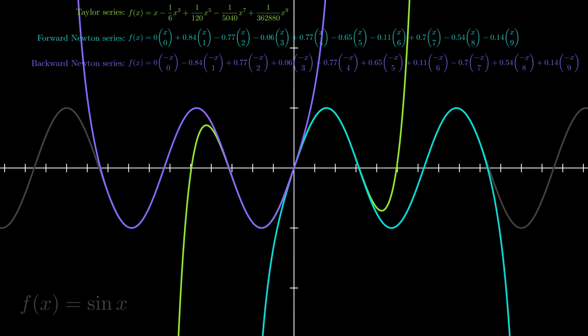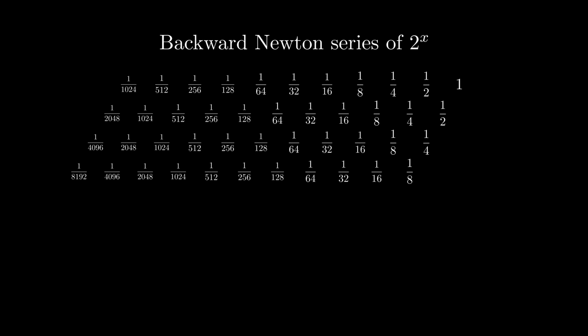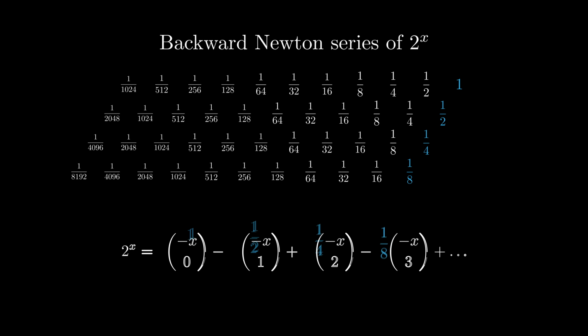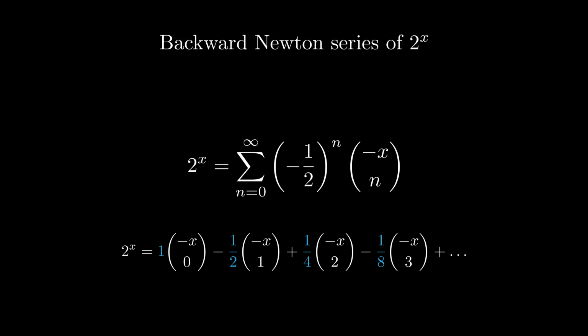We can finally answer the question we put aside a while ago. How can we use the dark side of Pascal's triangle to fix the divergent negative side of the forward Newton series for 2 to the x? Let's now find the backward Newton series for 2 to the x instead of the forward series. Write out the sequence as usual, collect the coefficients, and notice that they are simply decreasing powers of 2. Plug them into our backward-facing Gregory-Newton formula, and we have our backward Newton series for 2 to the x.